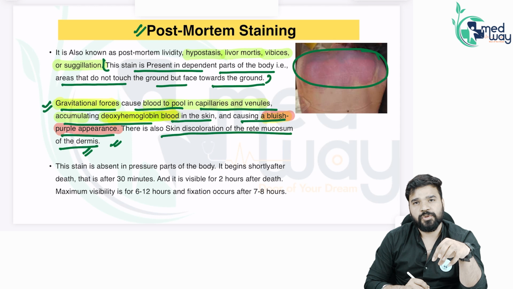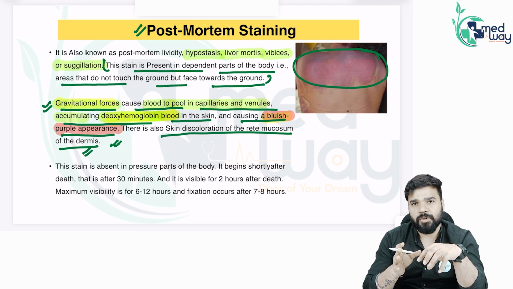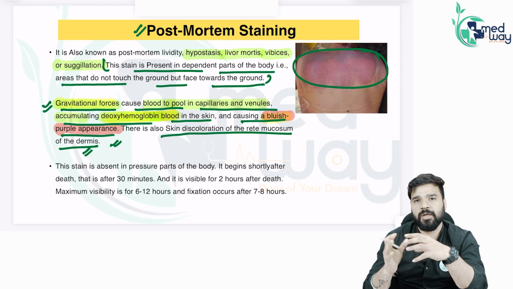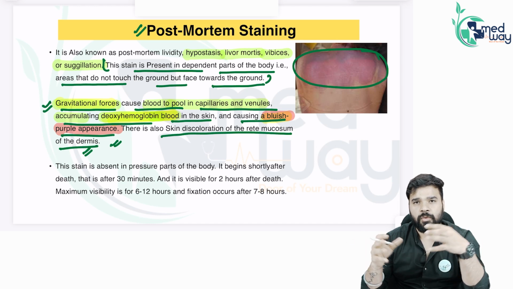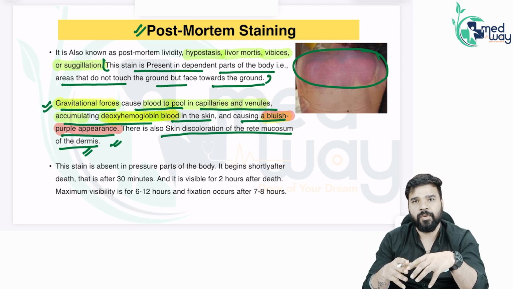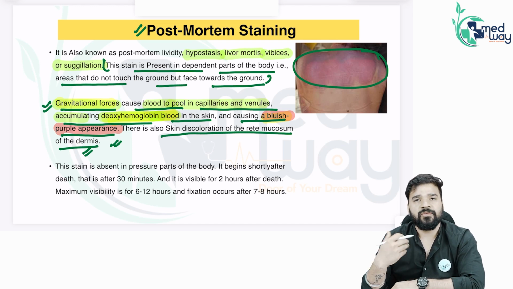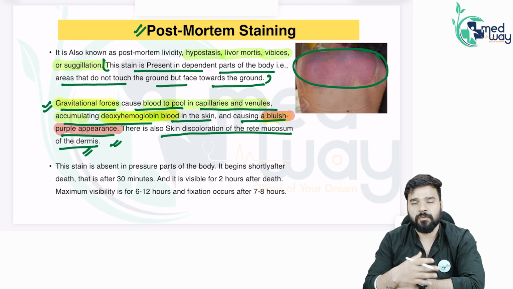Okay, it is due to the gravitational force. The blood pools into the capillaries as there is no circulation. So now only one force will come into action. What is that? Gravitational force. Whole blood will come into capillaries, then into venules, and there will be accumulation of deoxyhemoglobin in the skin, which will change the color of skin to bluish purple discoloration.